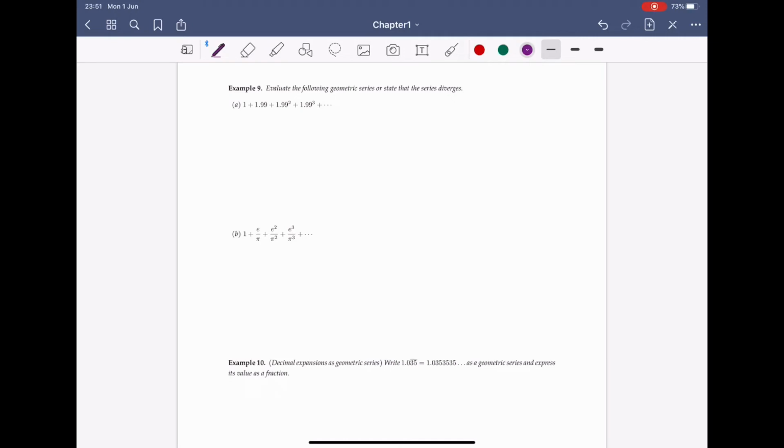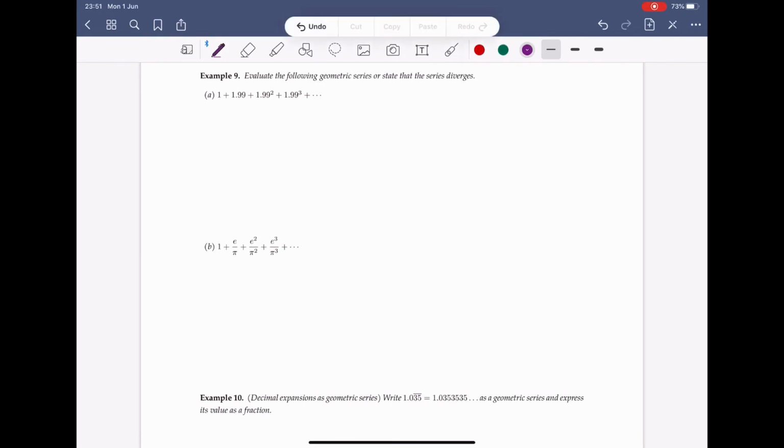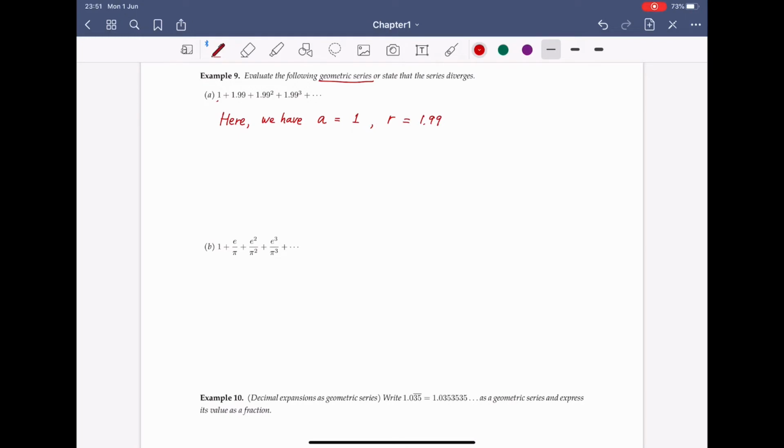So here this is a geometric series, right? So we have 1 plus 1.99 plus 1.99 squared and so on. So here we have a geometric series with a equal to 1. This is the first term, and the common ratio r is 1.99, right? Because each term you multiply by 1.99 to get the next term.